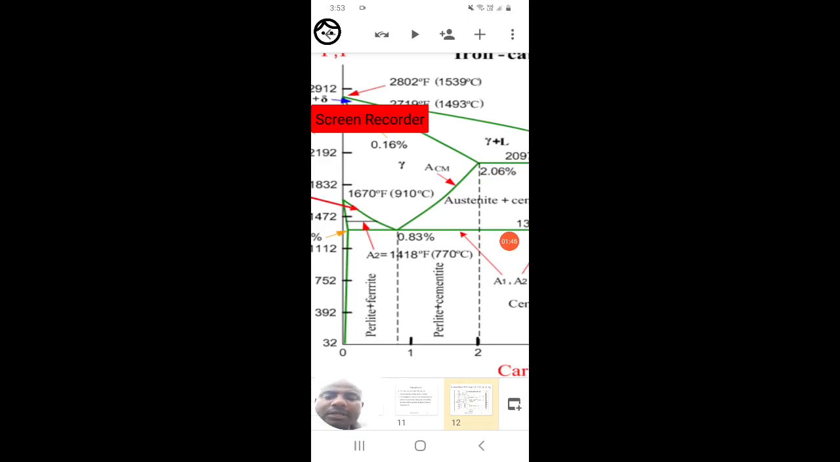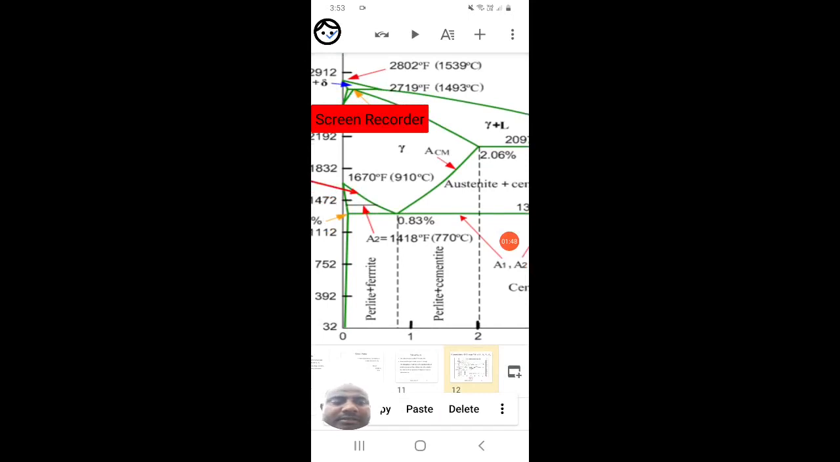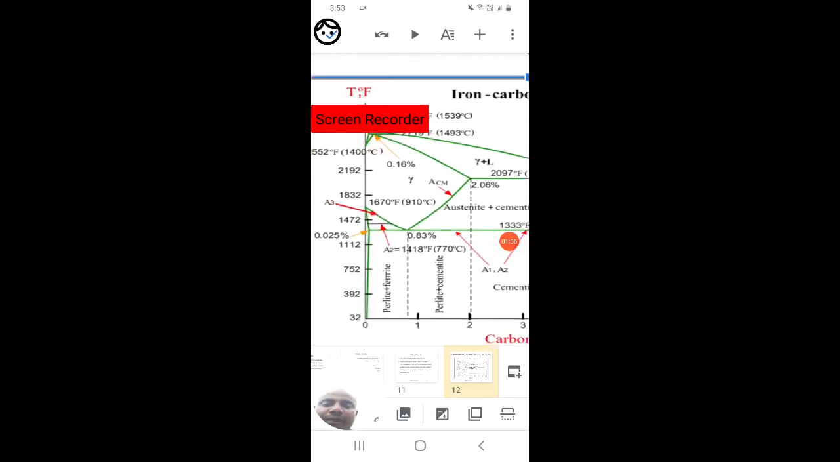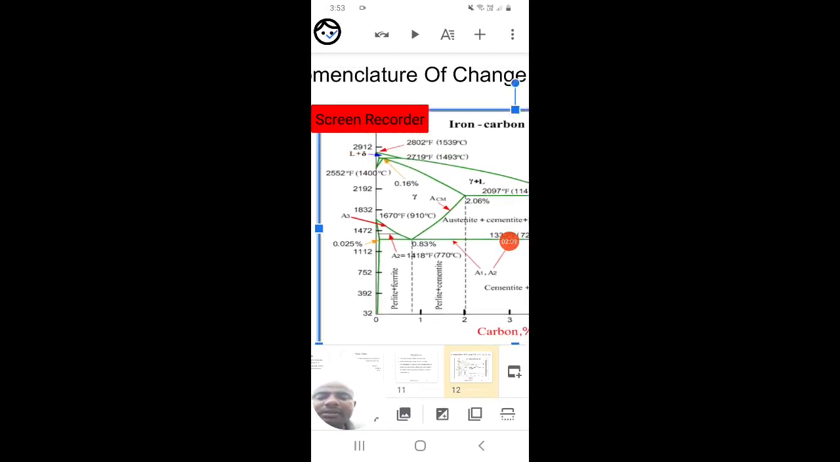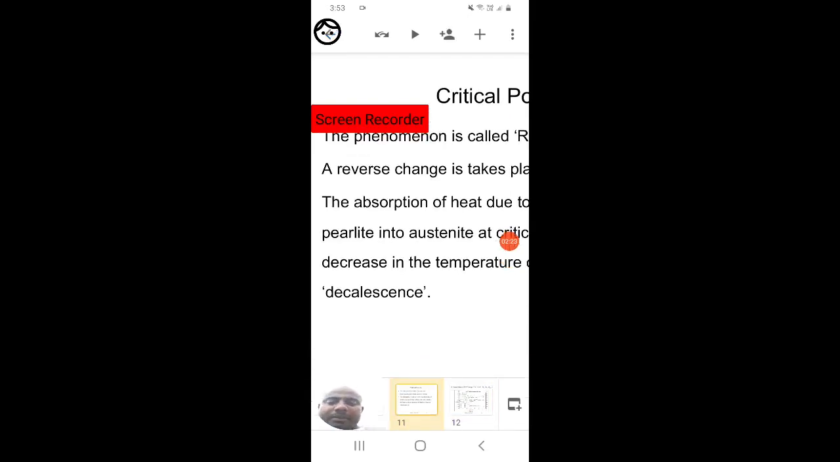In hypereutectoid steels, A1 is called the lower critical temperature line. And ACM, indicate this ACM, is called the upper critical temperature line for hypereutectoid steel. Next line, A2, is called the Curie temperature line, where magnetic properties change to non-magnetic properties. So A2 is the Curie temperature line.